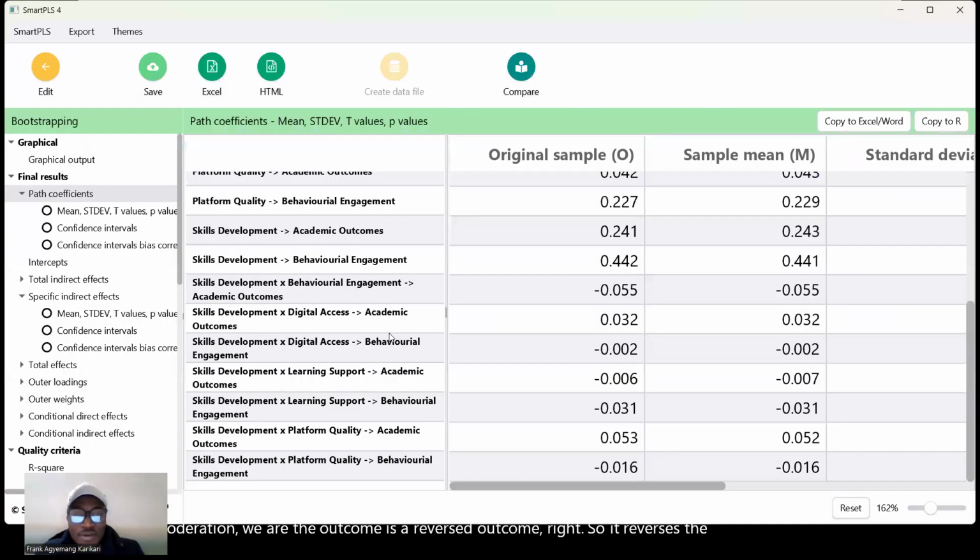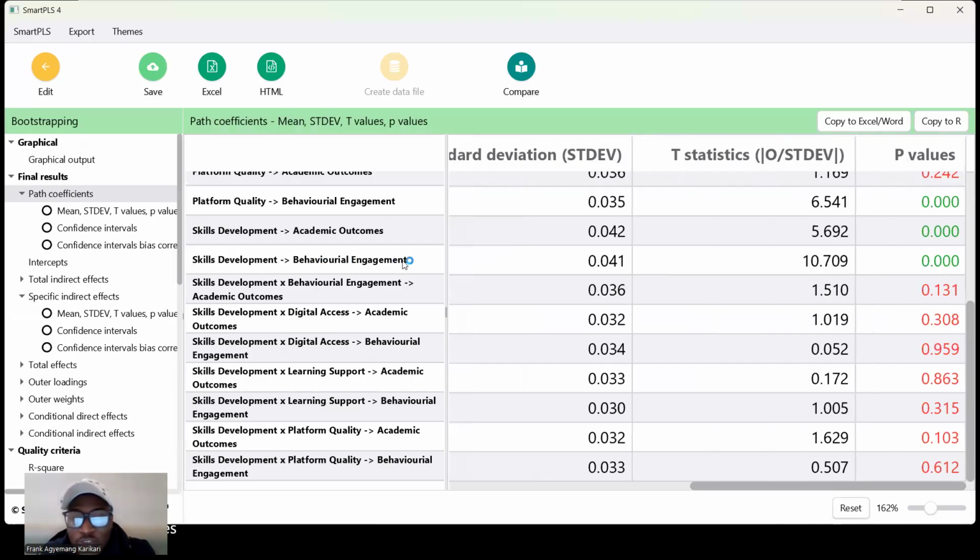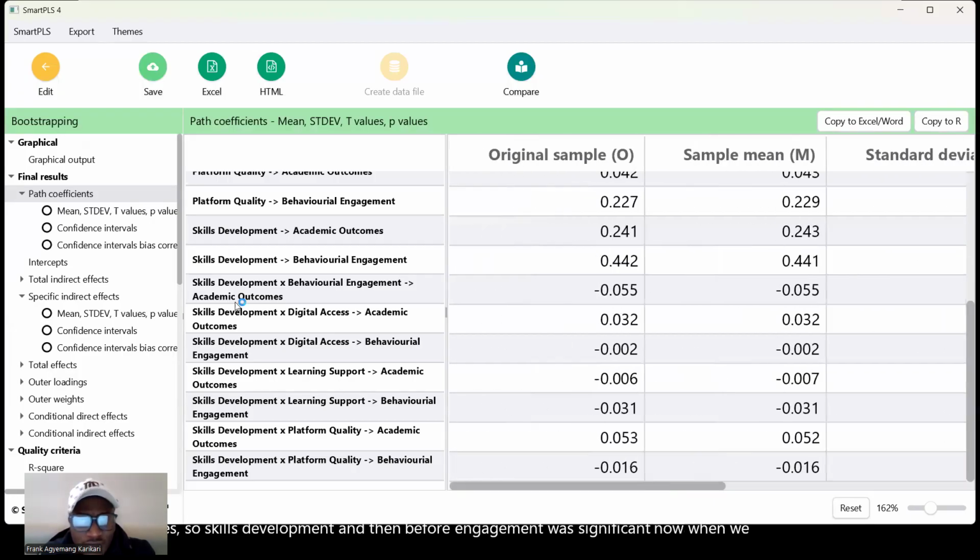Okay. So now let's look at skills development and behavioral engagement. This is it. The outcome is positive, and let's see if it is significant. Yes, so skills development and behavioral engagement was significant. Now, when we moderated that, let's check this one too. We want to look at digital access and academic outcome. Or let's check this one. Let's check digital access and behavioral engagement.